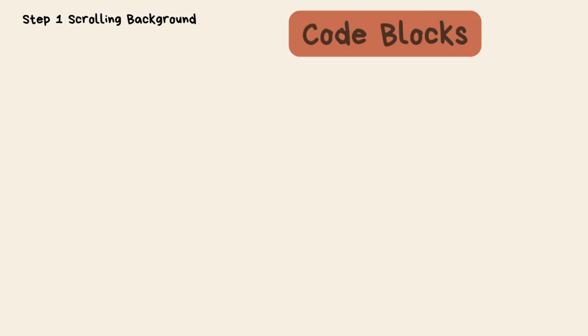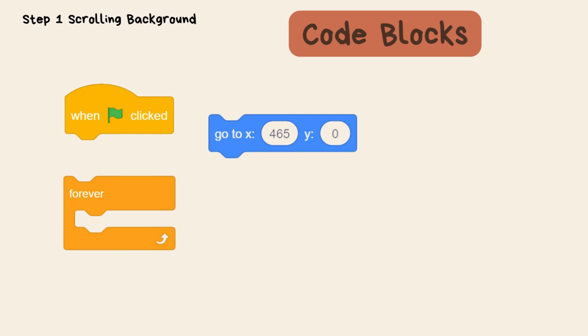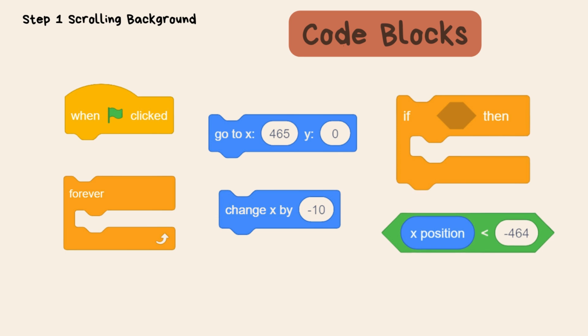In the code area for each background sprite, add a when green flag clicked block and then a forever loop. Inside this loop, use the change x by block with a negative number, like -5, to make the backgrounds move to the left. Use an if block to check when the background's x position is too far left, and then reset it to the right side. Please use these blocks and arrange them to finish step 1.